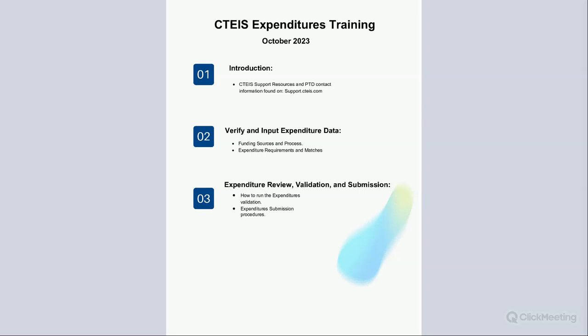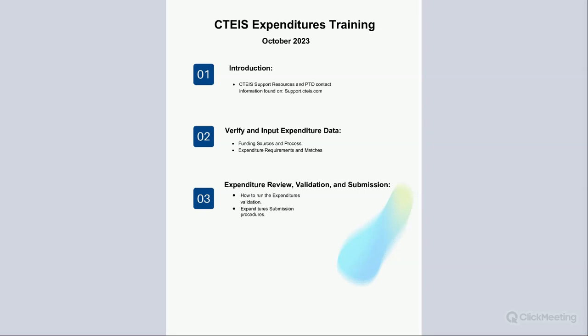So the first item on the list this morning is the introduction. We always like to go through our support resources at PTD. So the information for support can be found at support.cetis.com. And we're going to go there and show you where all the documentation is. The second item that we're going to go through is to verify and input your expenditure data. In that category, we're going to discuss funding sources and process, as well as expenditure requirements and matches. So we're going to go through that information to show you the procedures within the documentation.